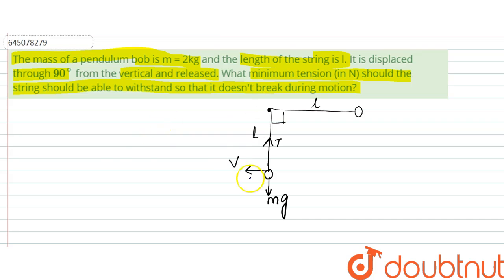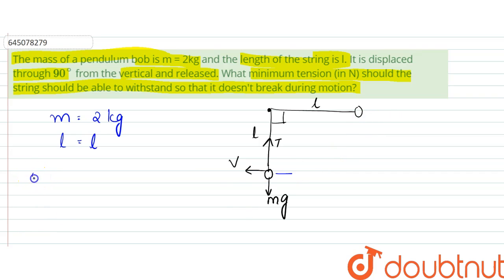So the mass of pendulum is 2 kg. Length of the string is L. It is displaced through an angle of 90 degree from the vertical and released. What minimum tension should the string be able to withstand? So what should be the minimum tension here? So the energy would get converted, right? Since this height, we are taking this to be the reference, potential energy is getting converted into kinetic energy.